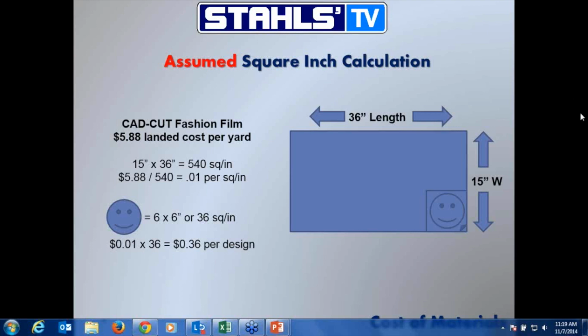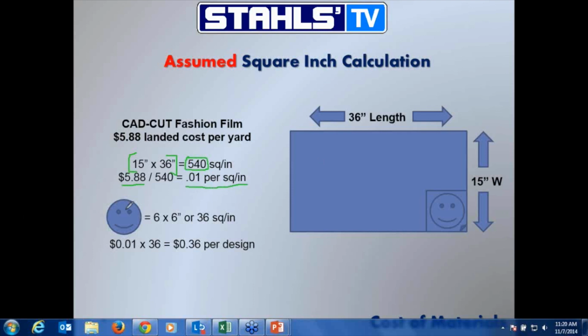Okay. So if we look at the assumed square inch calculation, this is how most people calculate cost per square inch. They would take the square inches in a yard of material, so 15 inches in a 15-inch wide roll of fashion film times 36 inches in a yard, and you would get 540 square inches in that linear yard of material. If you take our $5.88 landed cost that we just calculated, divide it by 540, that's where we get our 0.01, a penny per square inch, that the cost calculator does for you.